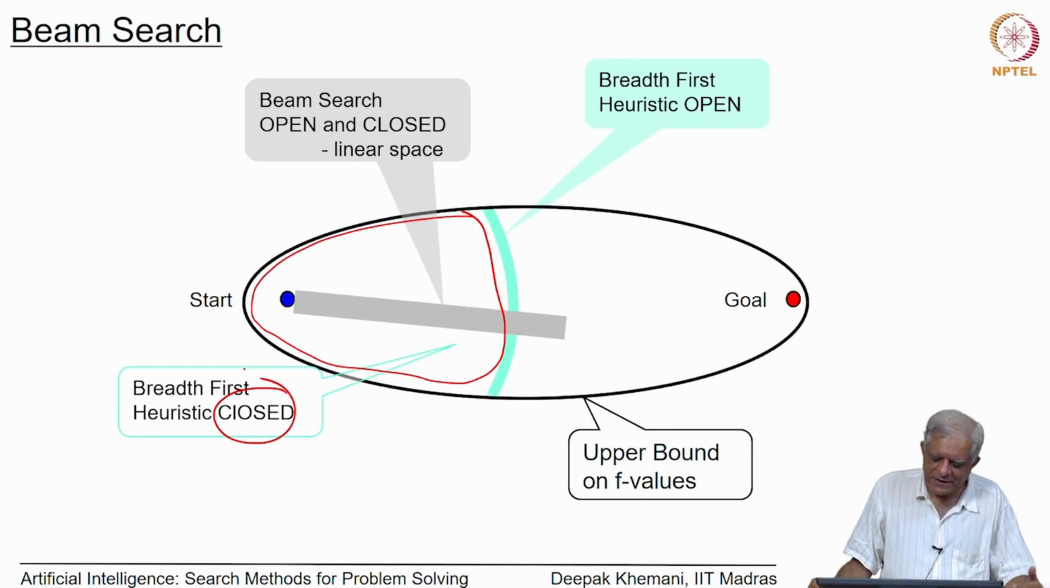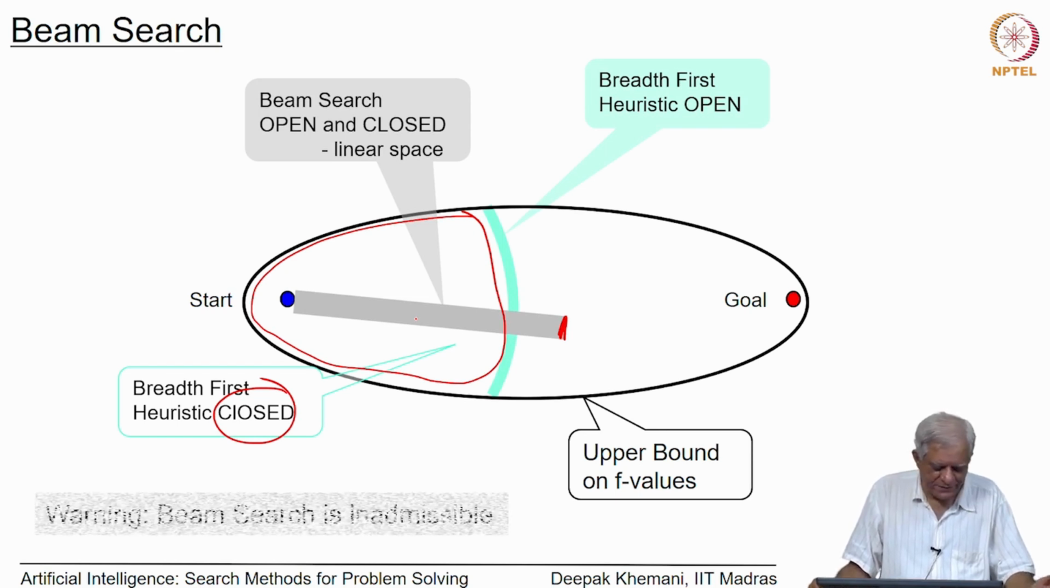Beam search, as we have said, our main attraction towards beam search is because of the fact that it requires linear space together for open and closed. So, open is only at the front edge of this, and the rest of this shaded region is closed essentially, and we have seen that it grows linearly as W into D, where W is the beam width.